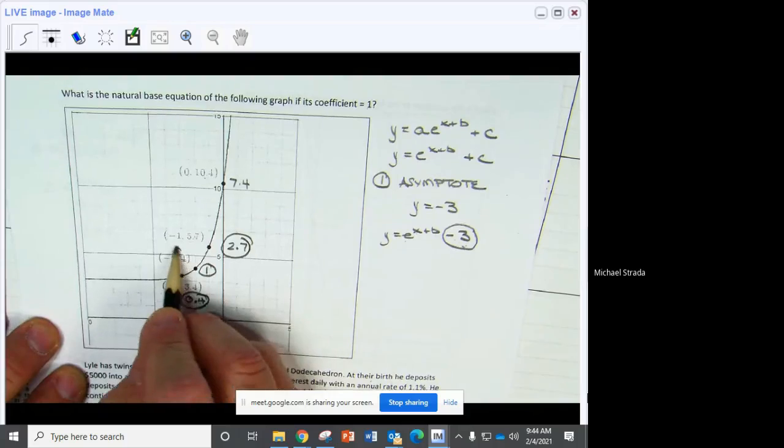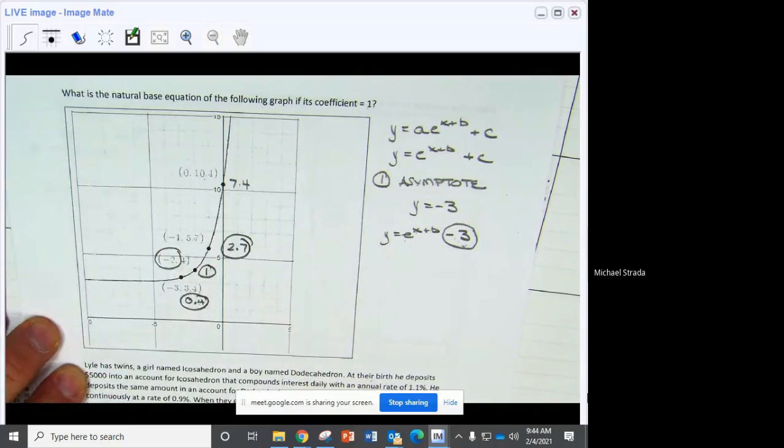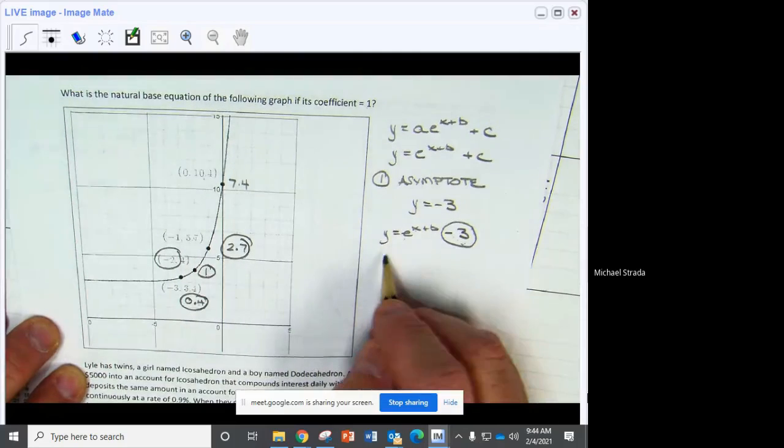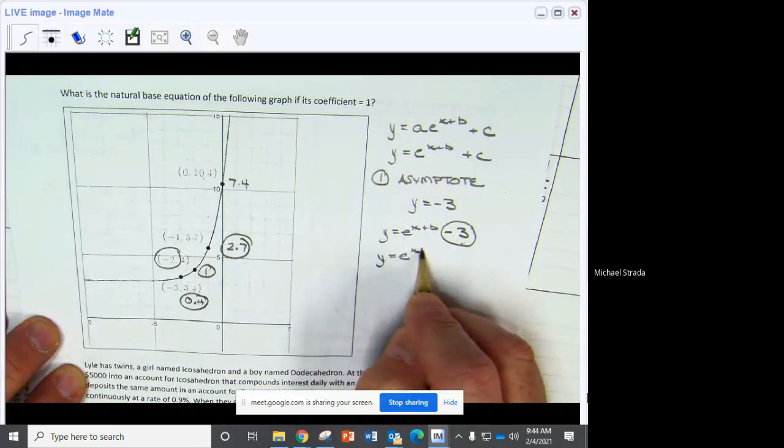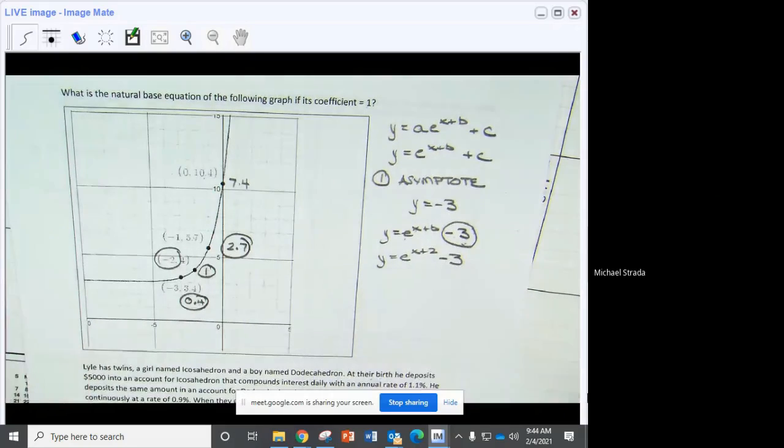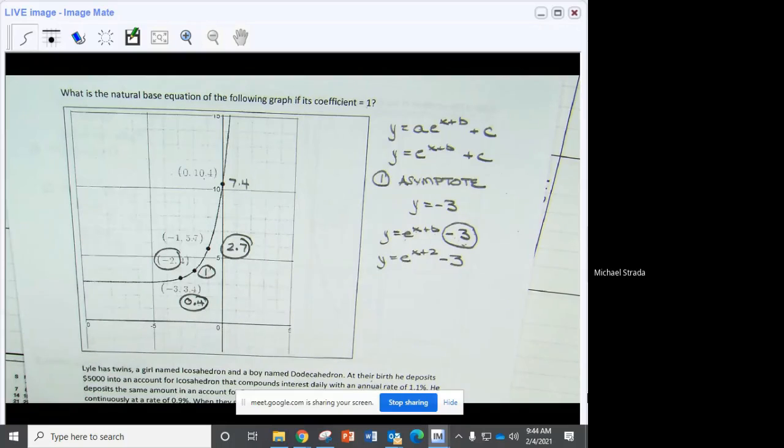And then remember, x's are the opposite. So what's the opposite of negative 2? Plus 2. This becomes y equals e^(x+2) minus 3. Okay? So that's how you handle that one.